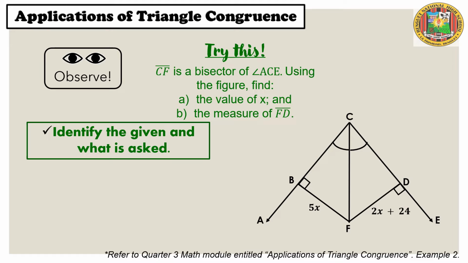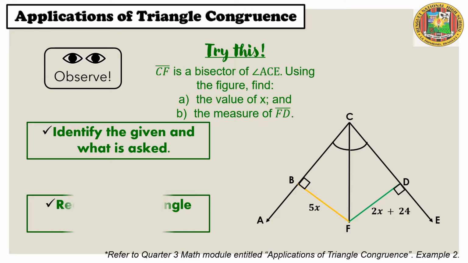From the figure, we see that side FB has a measure of 5x units and segment FD measures 2x plus 24 units. We observe also the right angles at B and D as well as the congruent angles BCF and DCF.